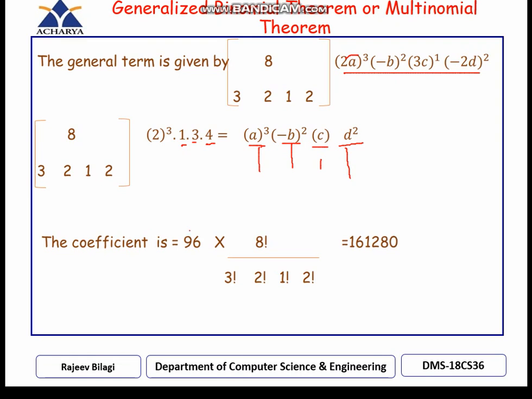Now if you find this out, you are going to get 96, okay, and the remaining is 8 factorial divided by 3 factorial into 2 factorial into 1 factorial into 2 factorial. So with this, what we are going to get is the value 161280, which is the coefficient of this a cube b square c d square.